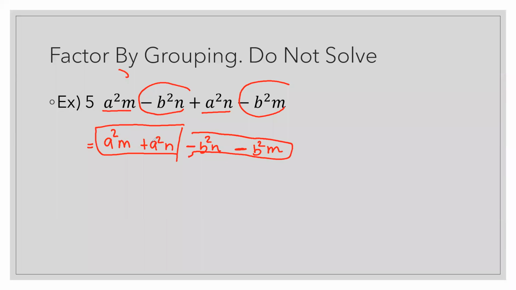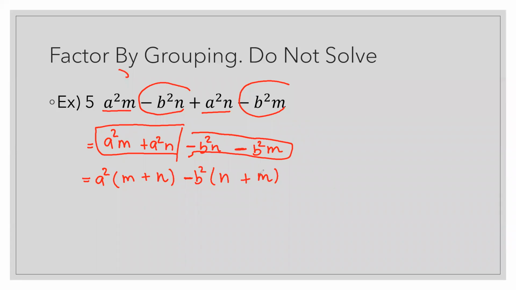The first part, a squared m plus a squared n. Can you take out a GCF? Now, yes, now you can. You could take out an a squared. And then you need an m here and an n there, right? Okay, in the second term, negative b squared n minus b squared m, can we take out a GCF? Yes, we can. We could take out a b squared, but the question is, should we take out a positive b squared or a negative b squared? I think I'll take out a negative b squared because we need an n here, and then we need a plus m, right?